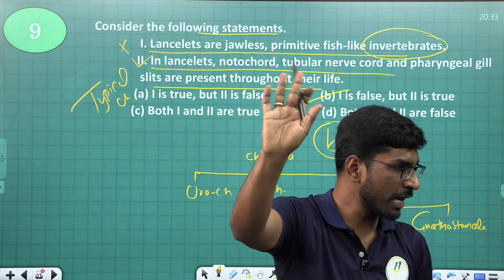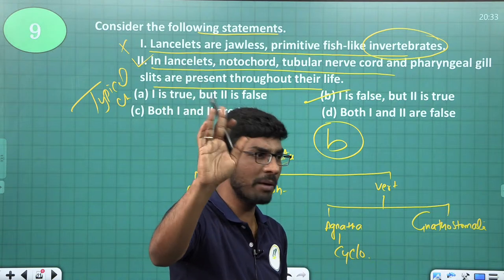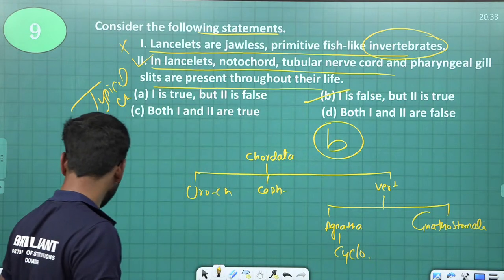Are you with me? Diya, Usna, Ridya, Isham, are you there? Done, beta. Look at the next question.